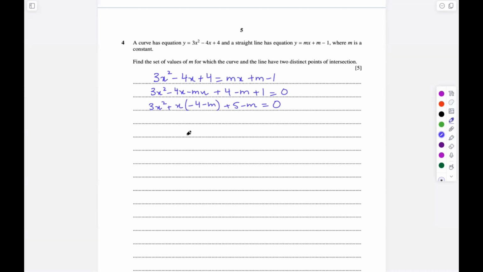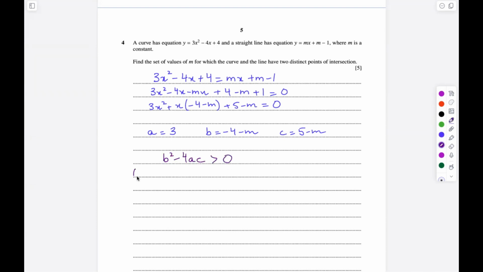Now taking b squared minus 4ac. The value of a, the coefficient of x squared, is 3. The value of b, the coefficient of x, is minus 4 minus m, and the constant term is 5 minus m. Applying b squared minus 4ac greater than 0.